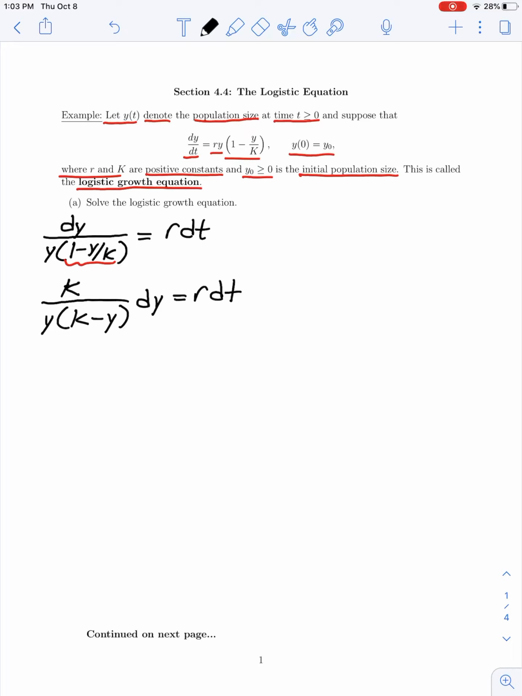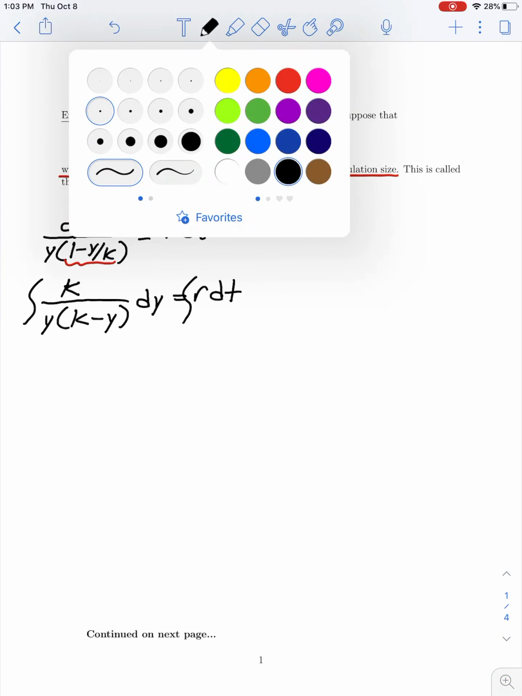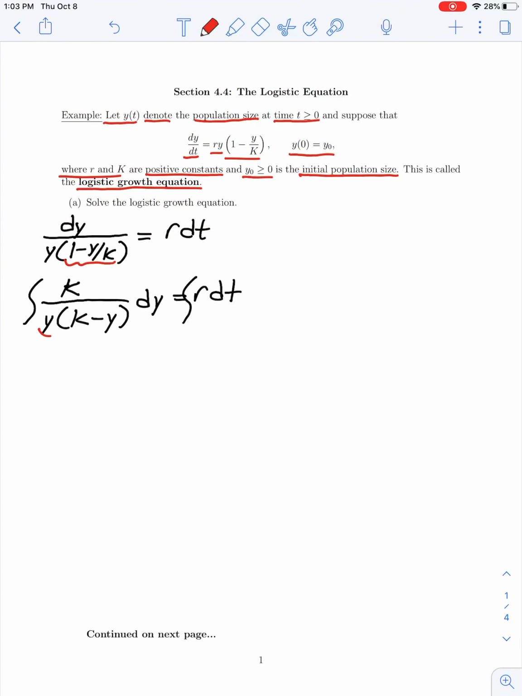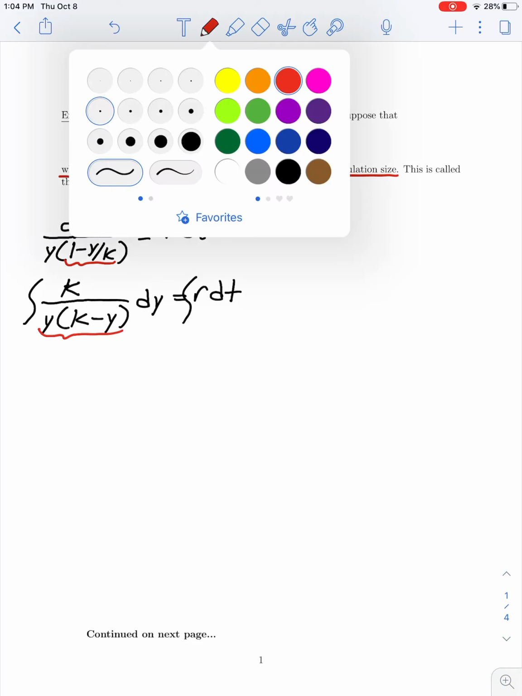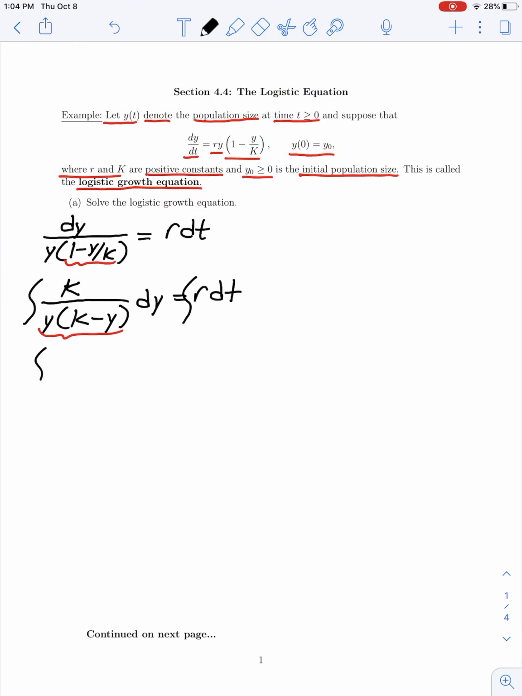So to solve from here, I need to integrate on both sides to eliminate the differential dy and dt. And if I make use of a partial fraction decomposition, this integrand on the left-hand side, which has distinct linear factors as its denominator, can be decomposed as 1 over y plus 1 over k minus y dy. And that has to equal the integral of r dt. So I've used partial fractions here.